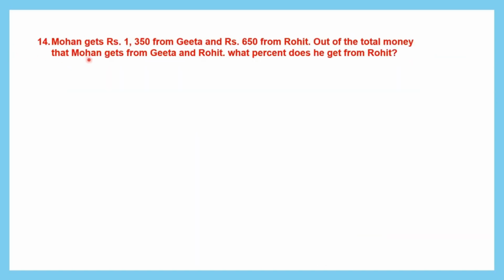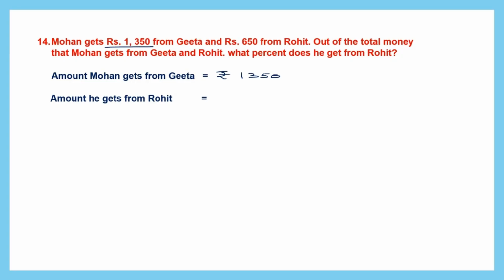Lesson 14. Mohan gets 1350 rupees from Geeta and 650 rupees from Rohit. Out of the total money that Mohan gets from Geeta and Rohit, what percent does he get from Rohit? So let's begin by saying the amount Mohan gets from Geeta, that's given to us, and that is 1350 rupees. This is from Geeta. Then the amount he gets from Rohit is also given to us, that is 650 rupees.